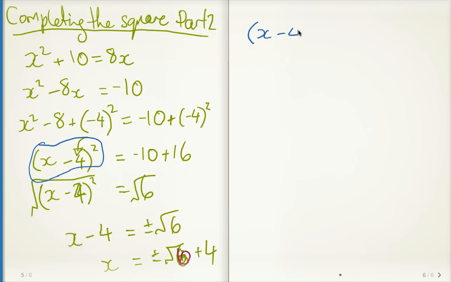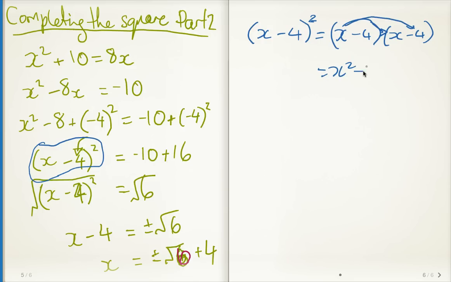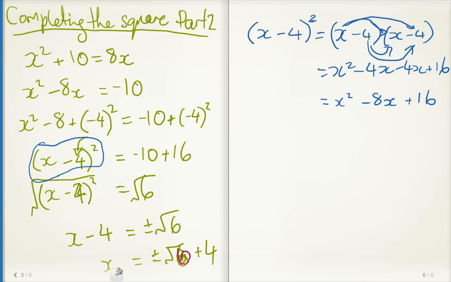Remember, if I've got x minus 4 all squared, that is the same as x minus 4 times x minus 4. So we end up with x squared minus 4x minus 4x, and then this one plus 16. So that's x squared minus 8x plus 16. Over here we've got it written as -4 all squared, but you can see that it's the same. So that's another step that we've gone into in completing the square.